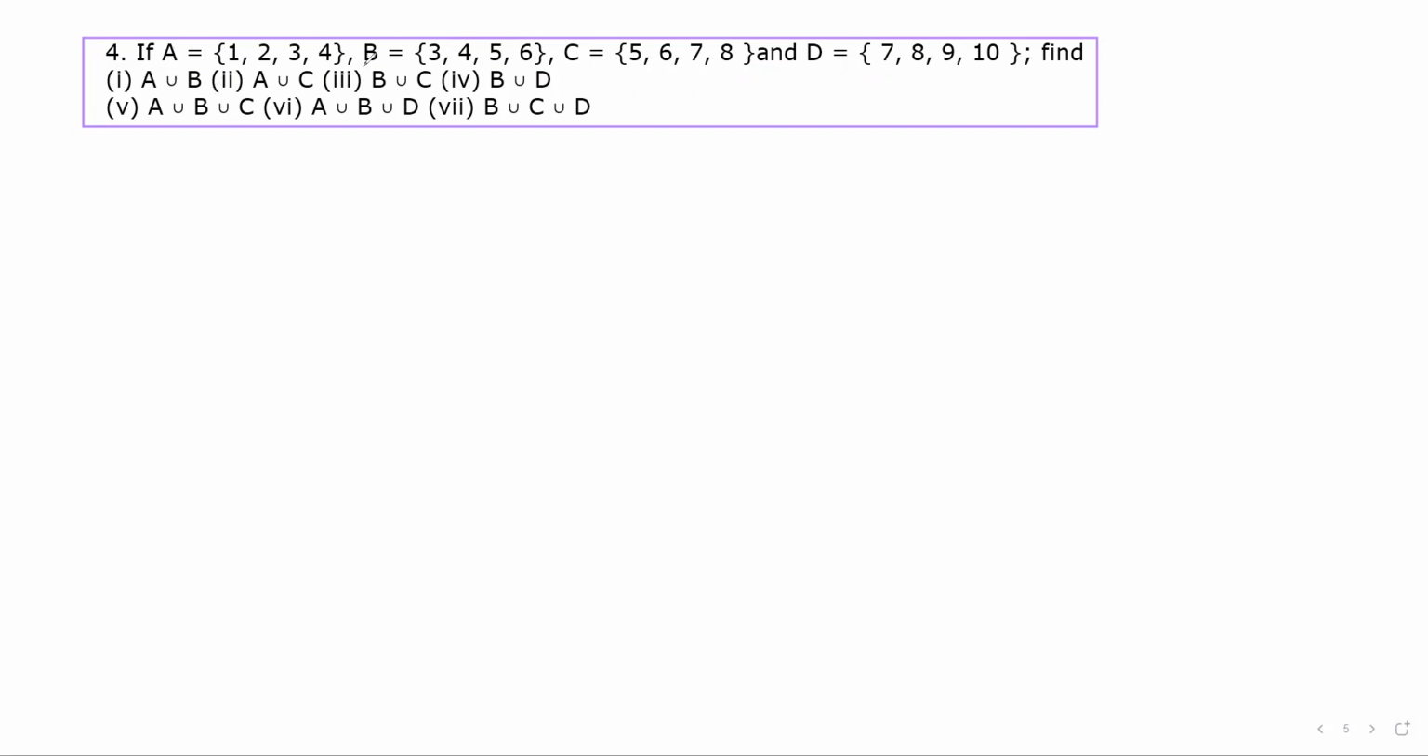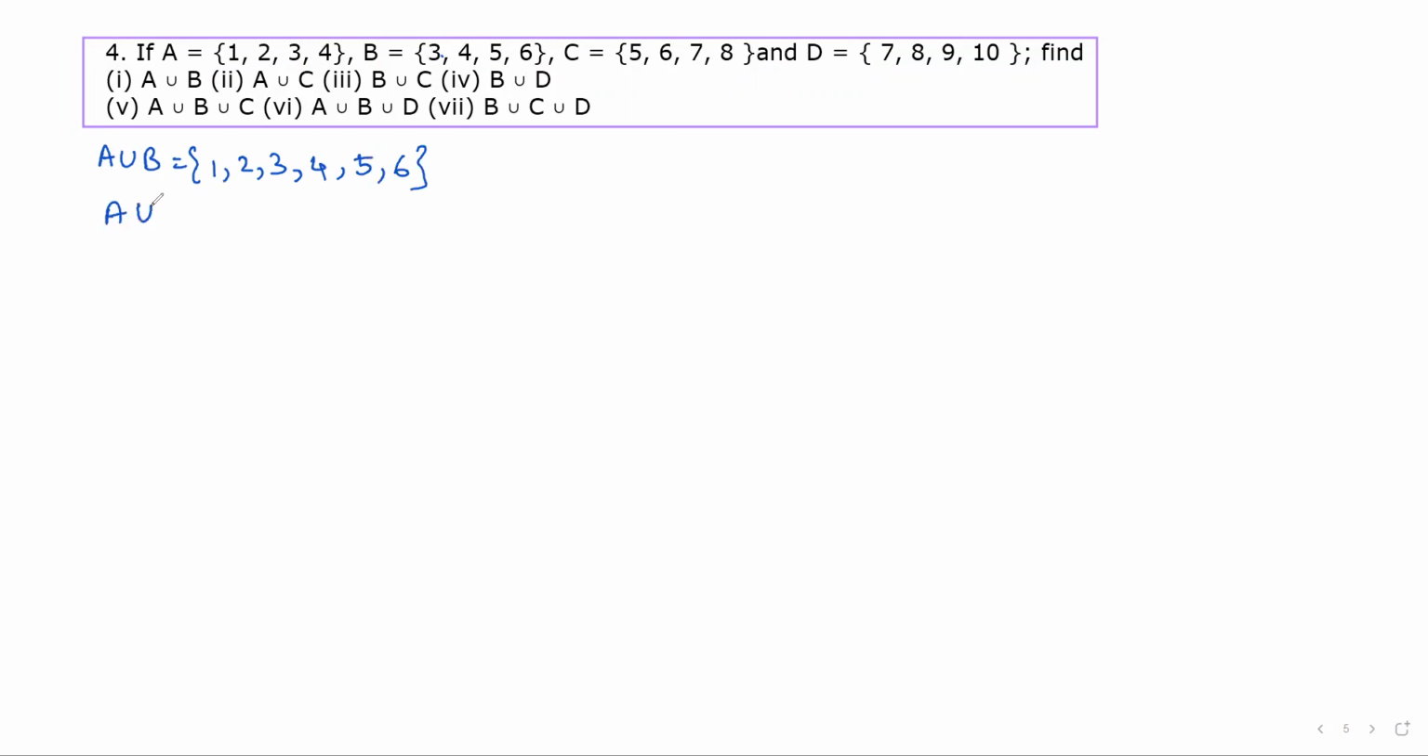Next, if A is equal to {1, 2, 3, 4}, B is equal to {3, 4, 5, 6}, C is equal to {5, 6, 7, 8}, and D is equal to {7, 8, 9, 10}, find A union B. A union B will be uniting the sets A and B. Let's write all these elements of A: 1, 2, 3, 4. B: 3 is present, 4 is present, 5 and 6 should be included.